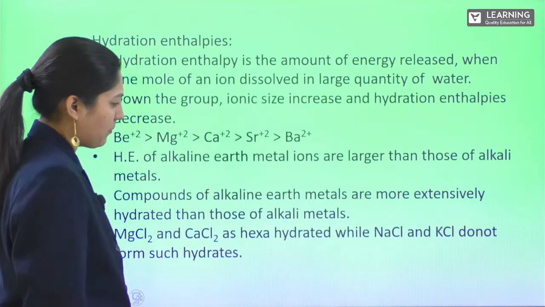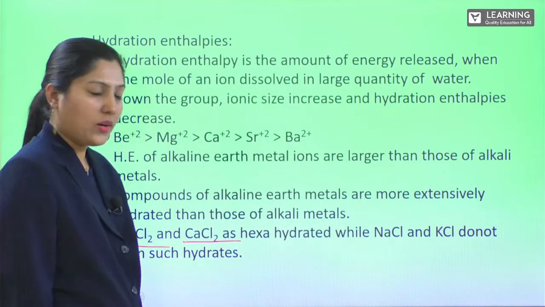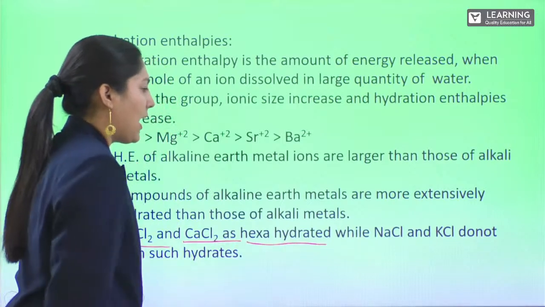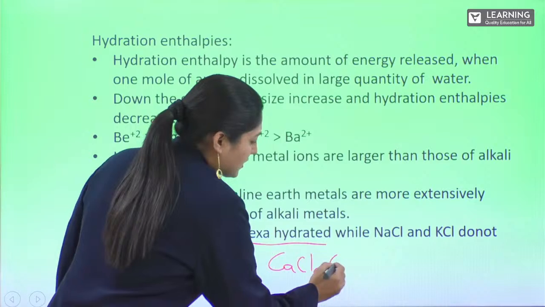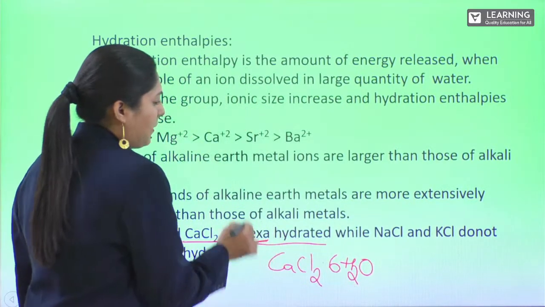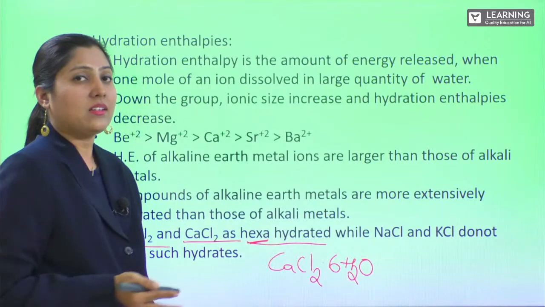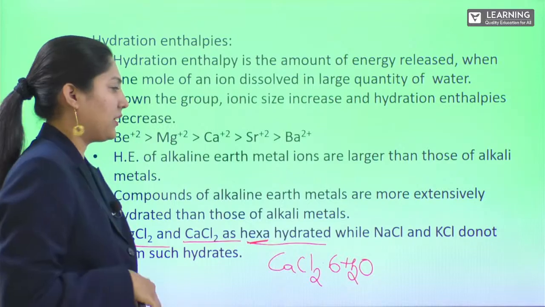We can see the same thing they have given here. Magnesium and calcium chlorides will be hexahydrated. That means calcium chloride dot 6 water molecules. Hexa means 6, so hexahydrated. While we know that we have studied about sodium and potassium, they don't form the hydrated salts.